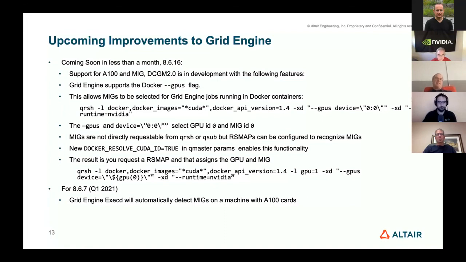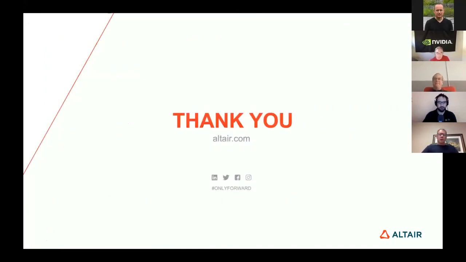And then one last thing is in 8.6.7, which is Q1 2021, Grid Engine will automatically detect MIGs on a machine and that MIGs have changed. So if someone changes the MIG configuration, the execd will detect it, but it will not automatically create the RSMAPs yet. And that's, I think, the last improvement we'll do for a good start at MIG support in Grid Engine. Thanks, Bill. Appreciate it.